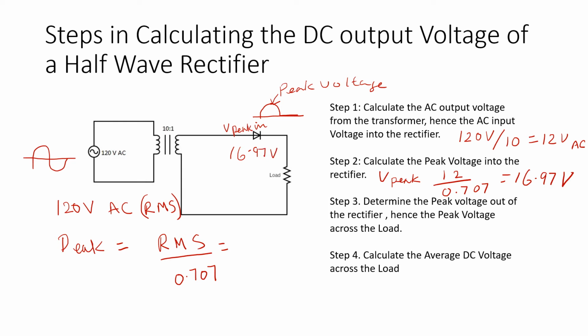Next, we need to determine the voltage peak out. Now, for a silicon diode, we assume it's a silicon diode, there will be a voltage drop of 0.7 volts. So V peak out equals V peak in minus 0.7 volts. So we have 16.97 minus 0.7, and that gives 16.27 volts. That's the voltage out here, 16.27 volts peak, and that is the same voltage across the load.